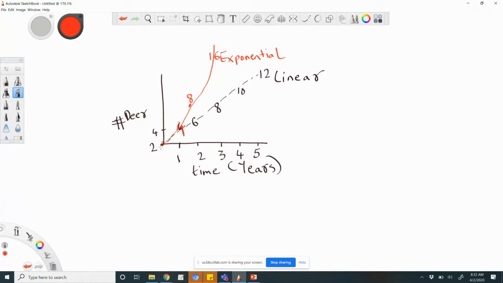Yeah, it's like 2, 4, 8, 16, and then 32, and then at 5 years you would have 64, whereas you would have only predicted 12, right? So that's what exponential is. It's a huge rise.